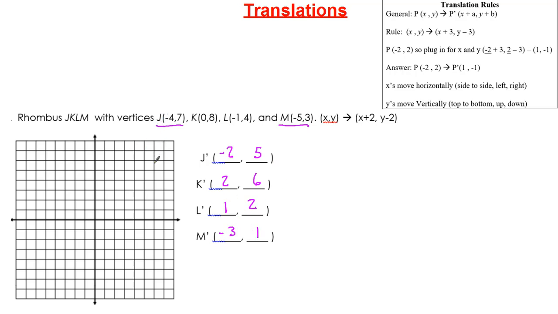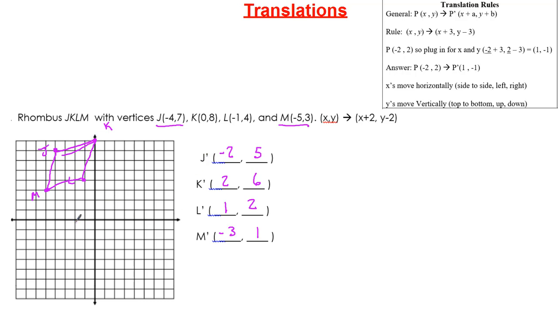Alright, so J is -4, 7, right here, that's J. 0, 8, that's K. -1, 4, L, and then M, -5, and then 3. And this is M. Alright, so I'm just going to go ahead and do a rough connection right here. We have this kind of rhombus, and then I'm just going to draw its after image.